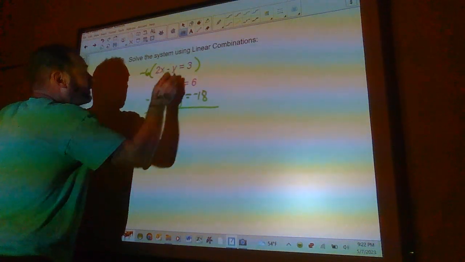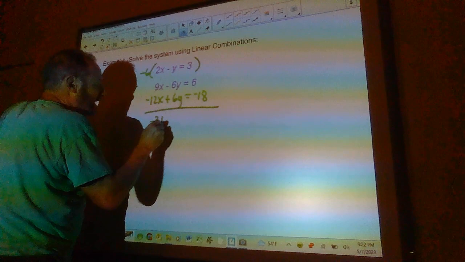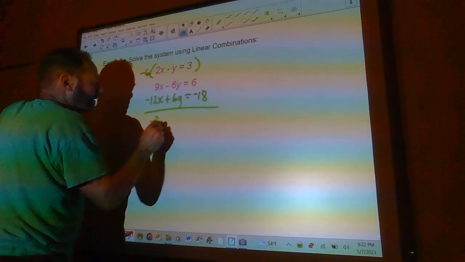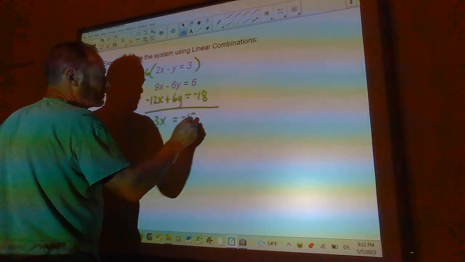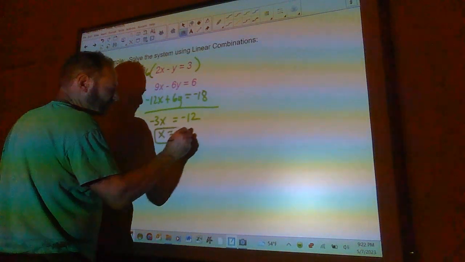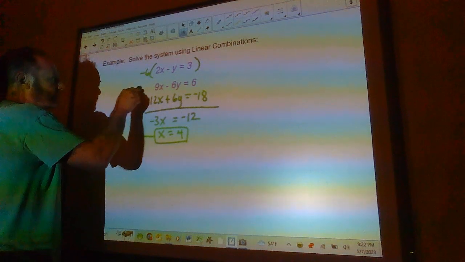I get negative 3x, that goes away, equals negative 12. Divide by negative 3, x is 4. Okay? Let's go into the simple equation. We'll go in right here.